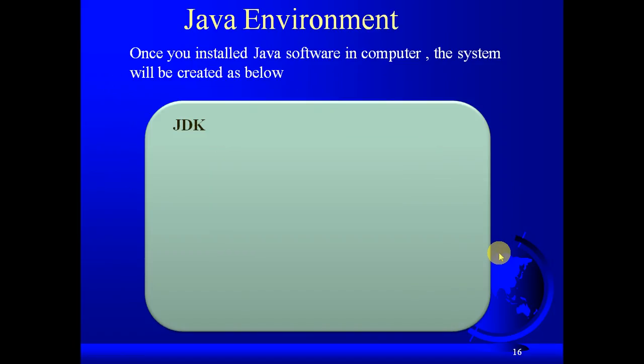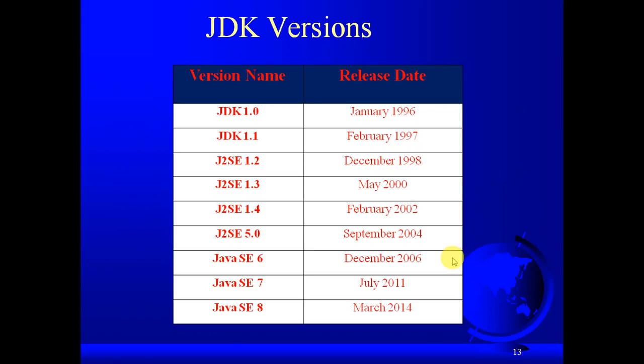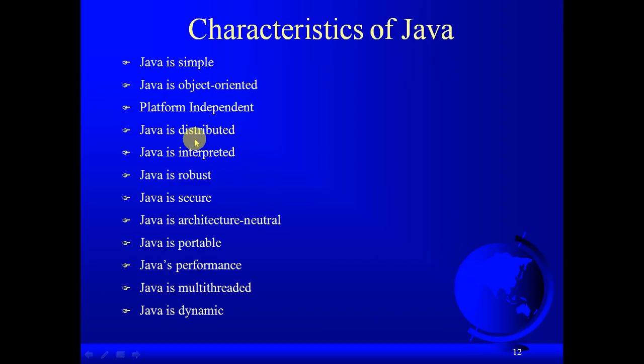Next one is distributed. Distributed in the sense, suppose one application is developed in one system, that can be run in any other systems remotely. One application is distributed among various clients, so that they can communicate with each other. They can communicate with the server directly. Java is an interpreted language. Interpreted in the sense there are compilers and interpreters. Java compilers will compile and create platform-dependent code, but here it will create platform-independent code.